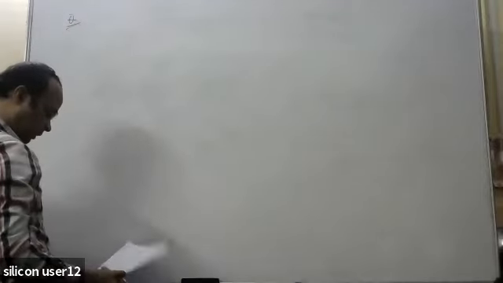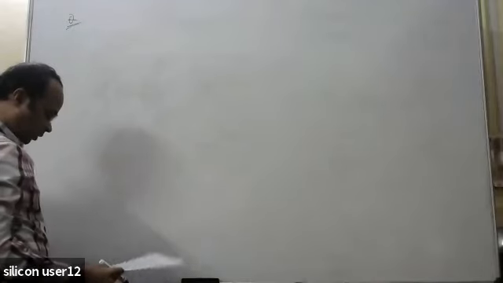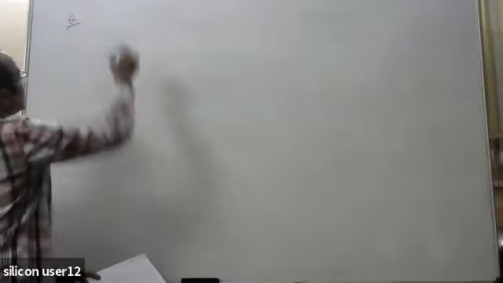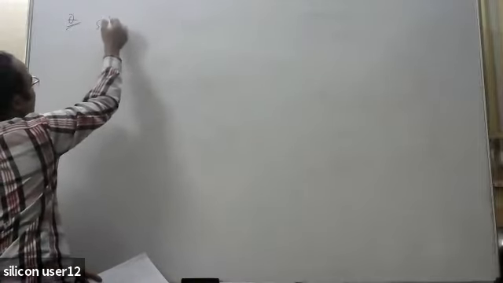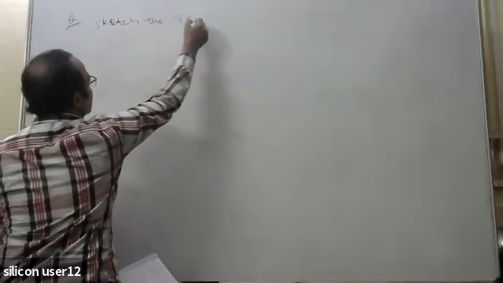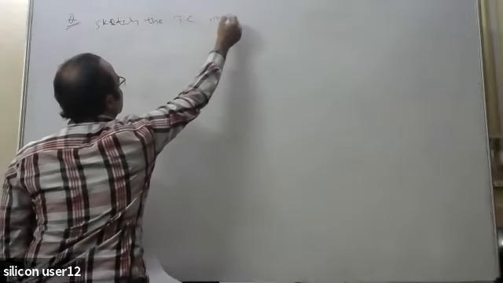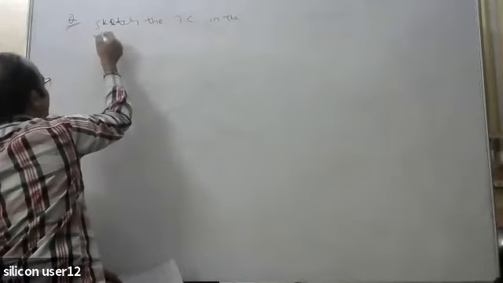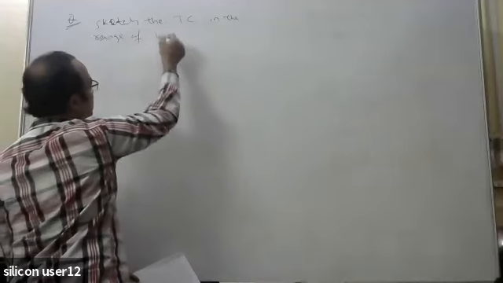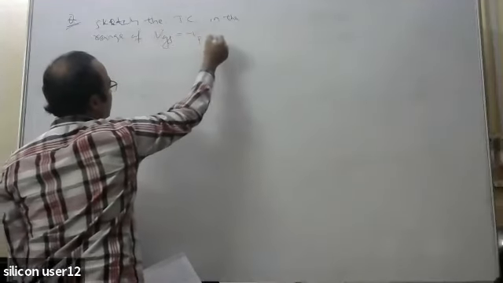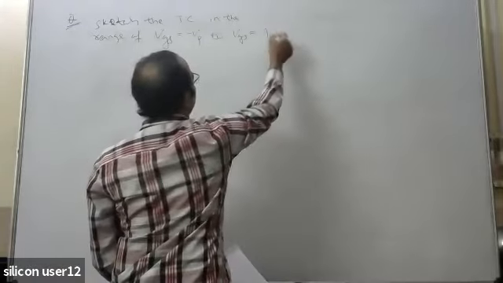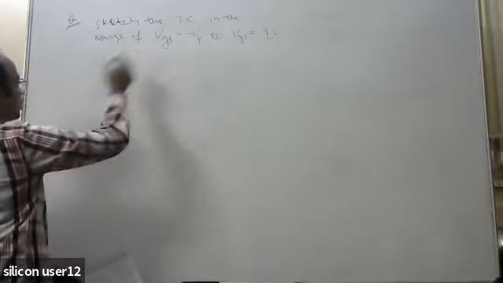Sketch the transfer characteristics if these parameters are given. Sketch the transfer characteristic in the range of, so sometimes this range will be given, VGS equal to minus 50 to VGS equal to 1 volt for the given parameters.